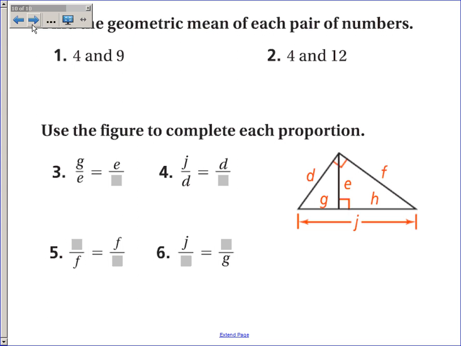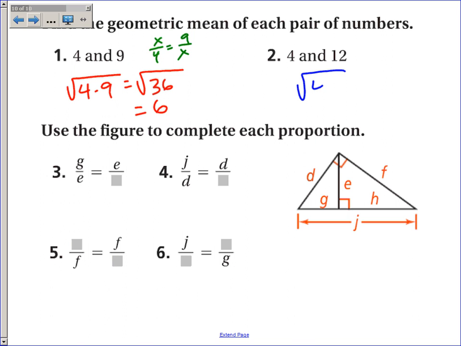Okay, so what is the geometric mean of each pair of numbers? I'm going to use the shortcut of multiplying them together and taking the square root. So it's the square root of 4 times 9, which is the square root of 36, which is 6. Now you still could solve the proportion of x over 4 is equal to 9 over x. Number 2, the geometric mean of 4 and 12 is the square root of 4 times 12, or the square root of 48, which is 6.93.